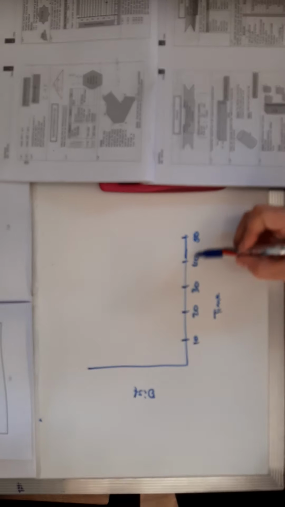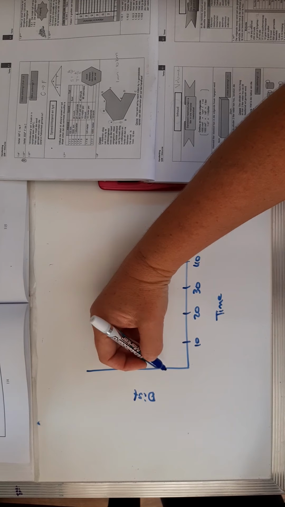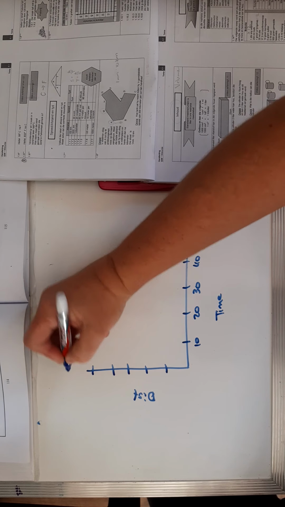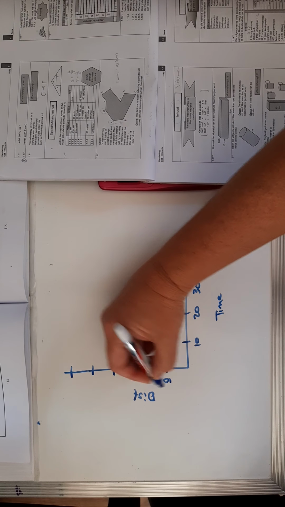Remember, when we do have a graph, make sure the distances that you use in between are the same. And here we have to go to 16. Do it with a ruler, please.